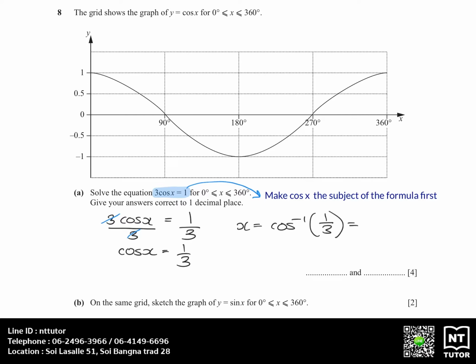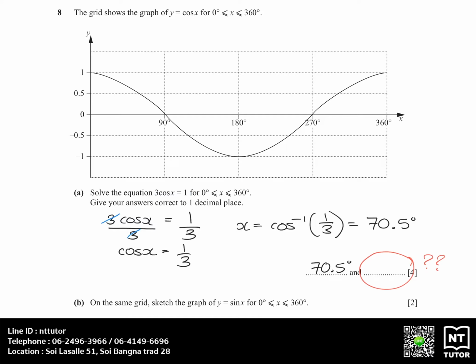The inverse cos of 1 over 3 is 70.5. This means that one of our answers is 70.5. However, if you look at where we're supposed to write the answer, there's another place for another answer. So we need to find the other answer that works for this equation as well.